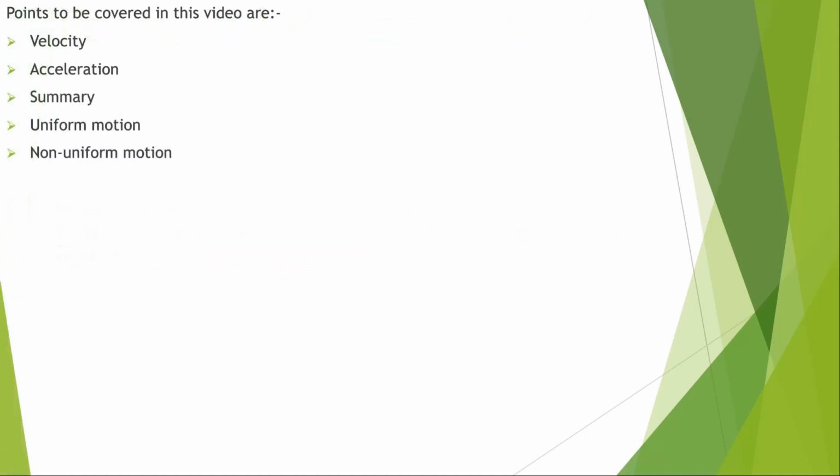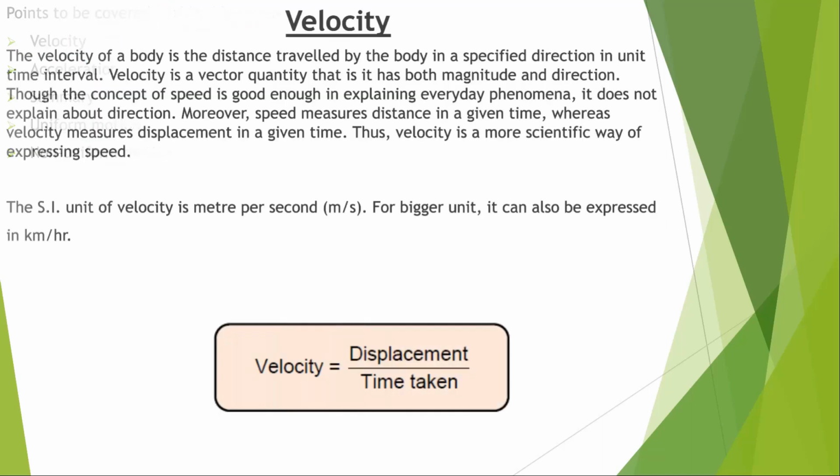So the points going to be covered in this video are velocity, acceleration, then we're going to do the summary of all the things like velocity, acceleration, and in the previous video also we saw the average speed, distance, displacement also. So we're going to summarize all of them now, and not only these 2 points. Then we're going to be seeing uniform motion and what is non-uniform motion. So now let's move to the first topic, that is velocity.